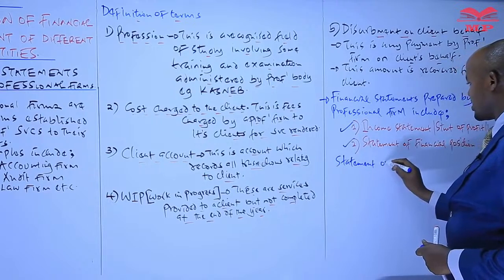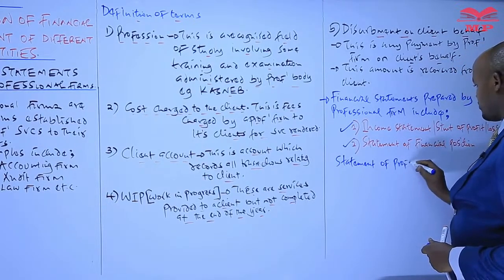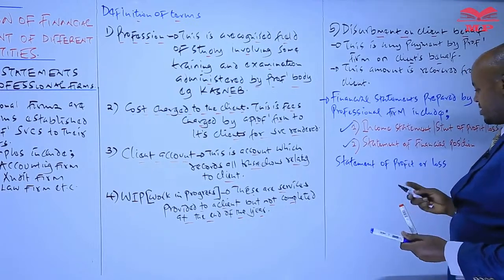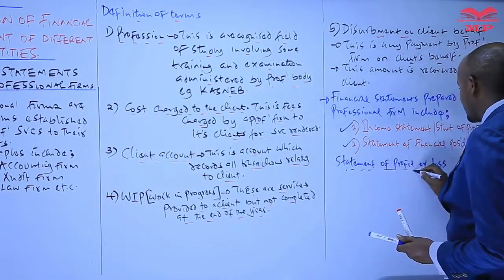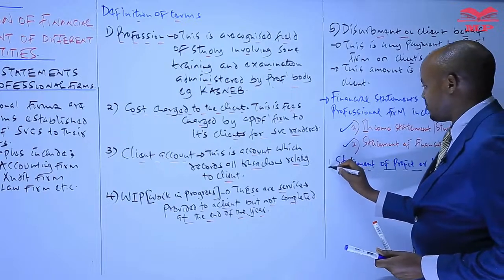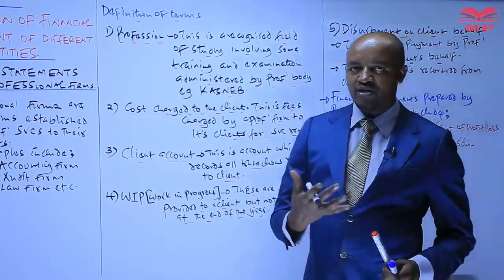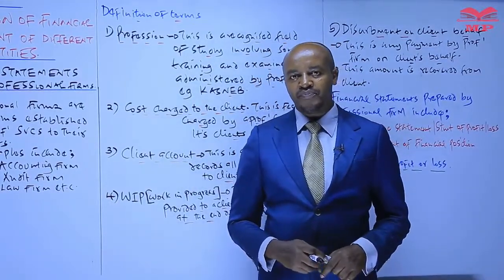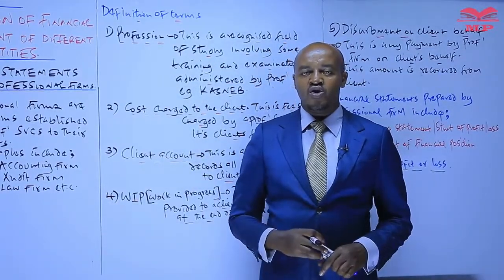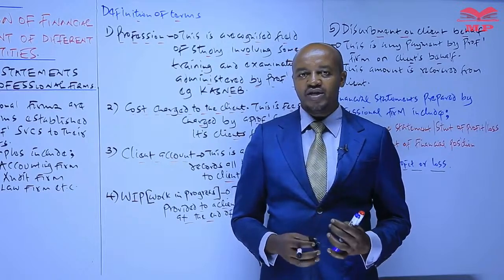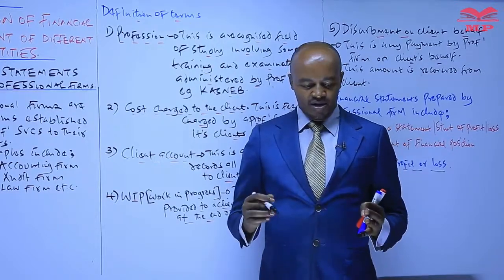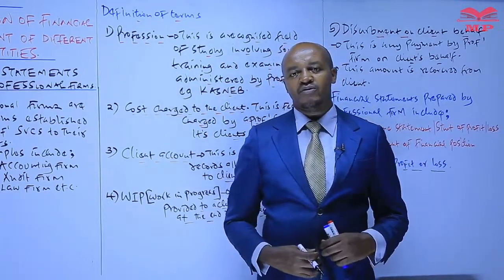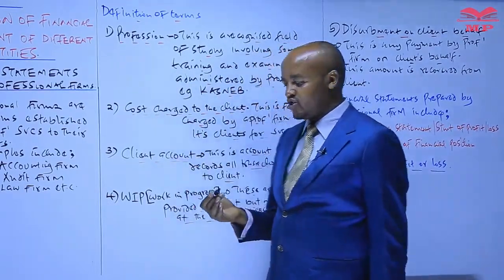So let's start by looking at what a statement of profit or loss is, and why this financial statement is prepared. Now, a statement of profit or loss, or an income statement, is prepared to determine the performance of a professional firm, to determine whether it operated at a profit or at a loss. It compares the incomes of a professional firm with the expenses incurred during that particular financial year.